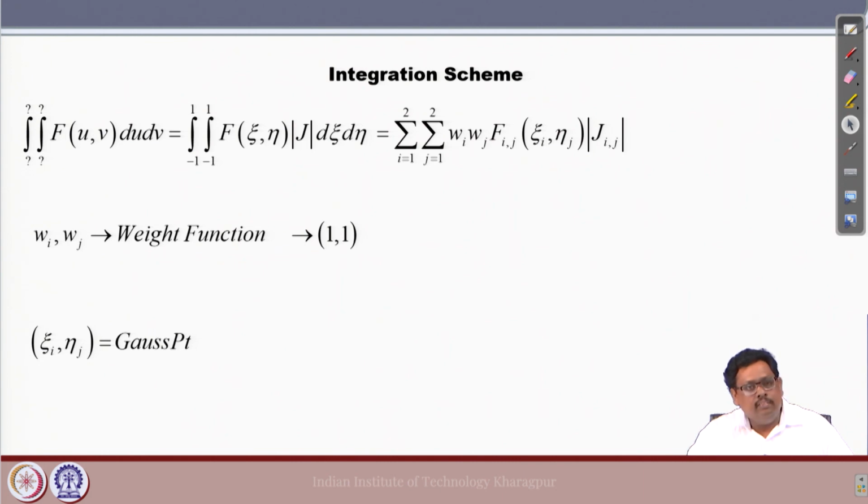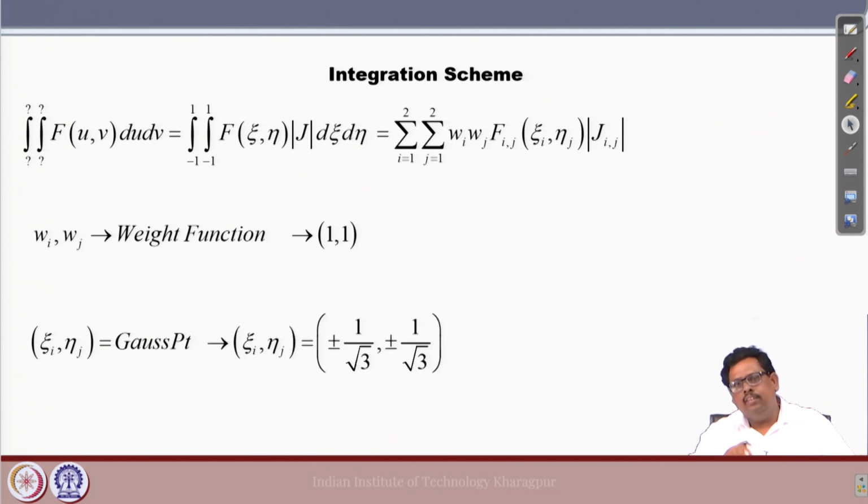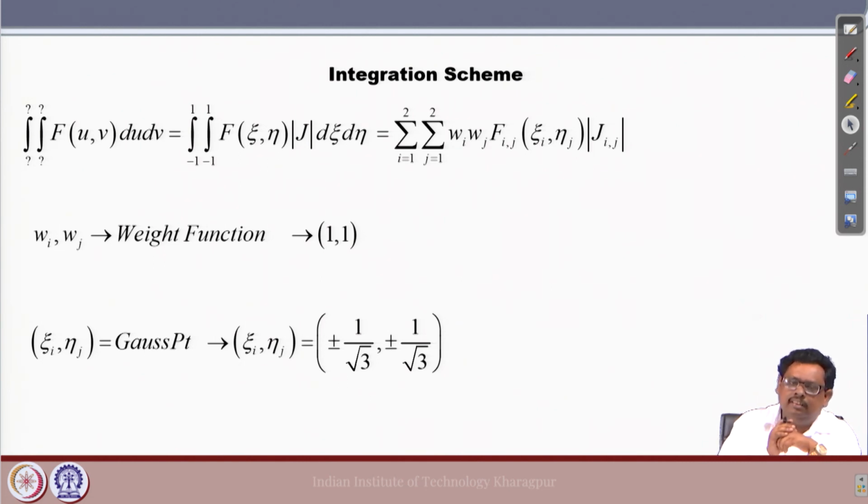So, what is that? This is also very well known, you can get it from the roots of the Legendre polynomial. We are really not going to discuss all this mathematical thing. Okay. So, here we just use those results and try to do this integration. So, here it is again plus minus 1 over root 3. So, now I know everything over here. I know the weight function values, 1 and 1.